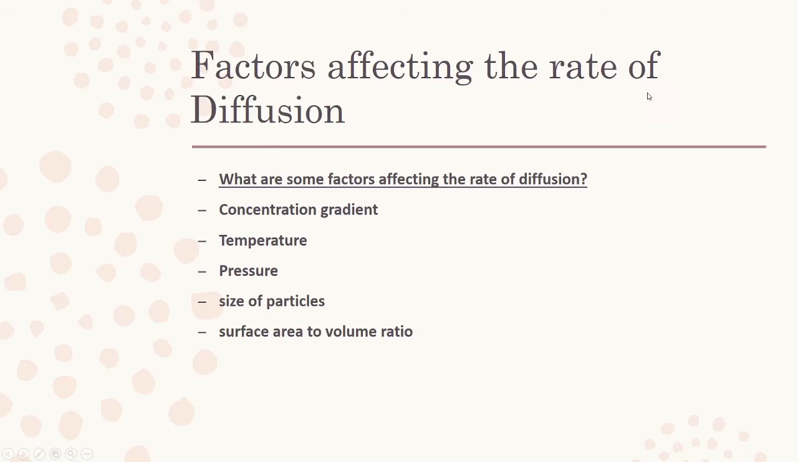Factors affecting the rate of diffusion. Obviously first thing we will remember is the concentration gradient, that is how quickly these diffuse. The temperature, like you remember we learned in physics that diffusion is affected by temperature. Pressure, again we learned in chemistry, temperature as well in chemistry. The size of the particles, obviously some particles can go through the membrane, that's why the cell membrane is known as a partially permeable membrane. And the surface area to volume ratio, which we will be discussing in a minute.